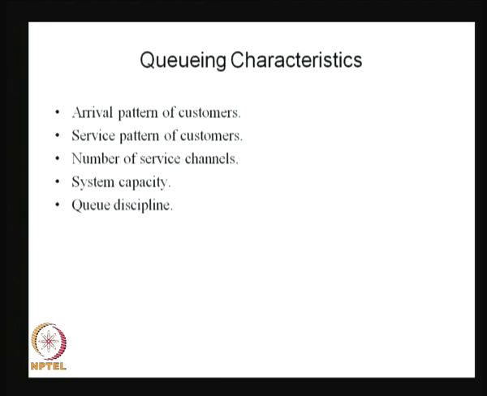Similarly, the service discipline also, how the services take place during the picking of the customers for the service. So these are all the minimum important information to characterize the queuing system. One is the arrival pattern, second is the service pattern, and the third is the number of servers. The fourth is the capacity of the system, and the service discipline or queuing discipline.